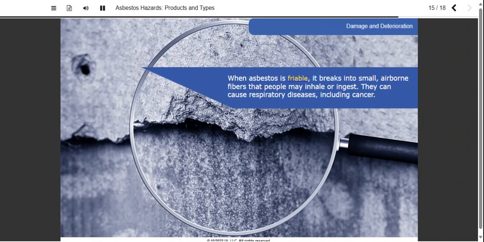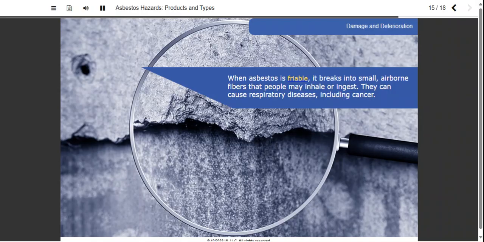When asbestos is completely intact, it isn't dangerous to human health. It's when it becomes friable that it is dangerous because it breaks into small, airborne fibers that people may inhale or ingest. Once they are in your body, they can cause respiratory diseases, including cancer.